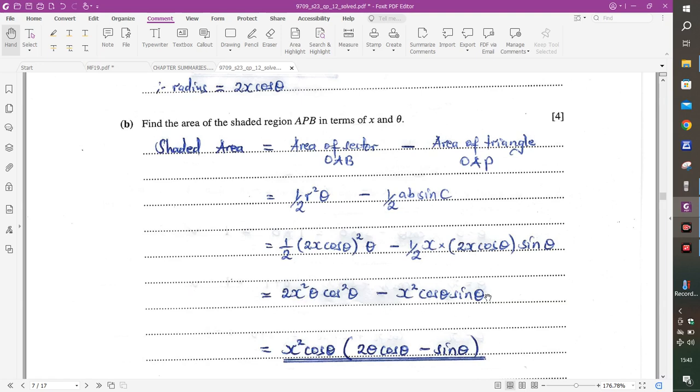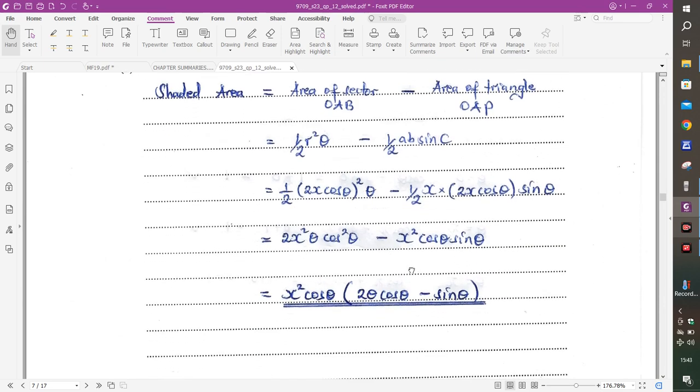You can even leave your answer here, or you can pull out what is common. Like, for example, here we see x squared common, and we can also see a cos theta in here and also in here. So if we put x squared cos theta out, then inside here we shall have 2 theta cos theta, then minus sine theta.